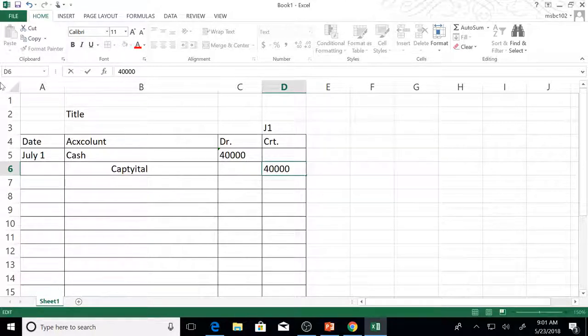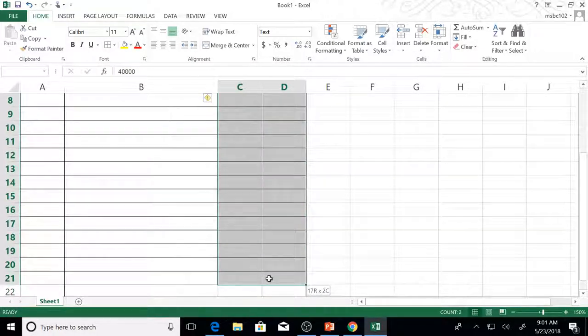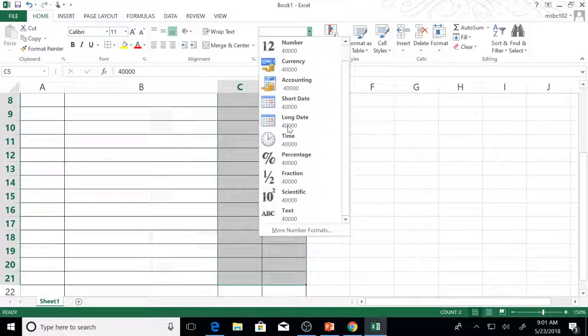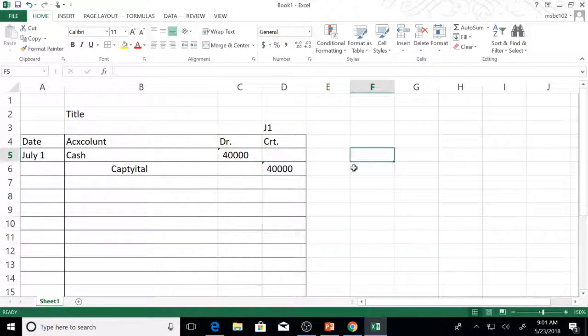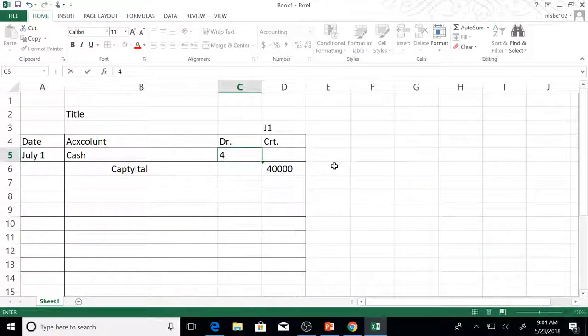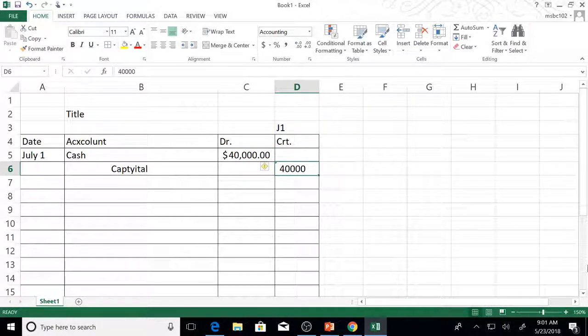Let me just put these two titles as dollar sign. No dollar sign? Go back, it's right there, to the left. All right, we have to do that again. 40, 1, 2, 3.